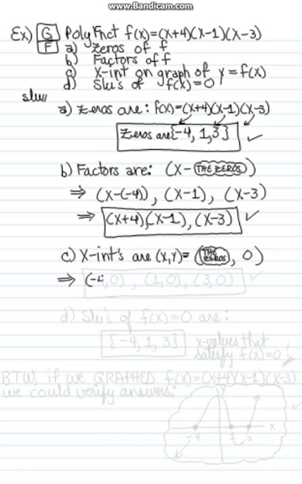So we have (-4, 0), and the root 1, (1, 0), and the root 3, (3, 0). So there are our x-intercepts on the graph.